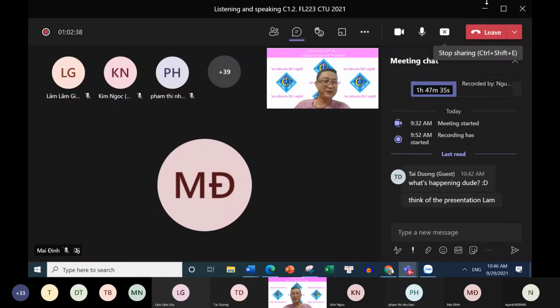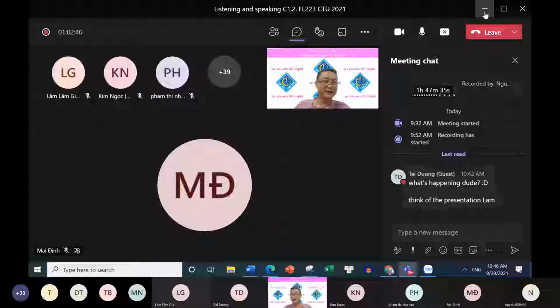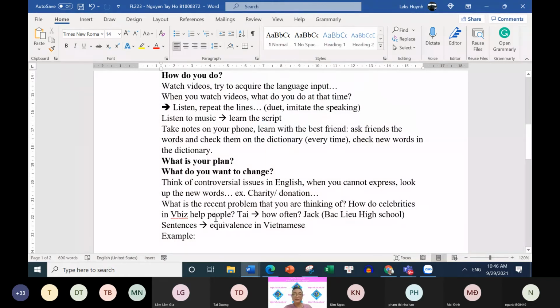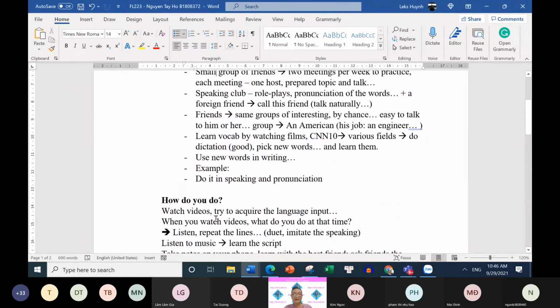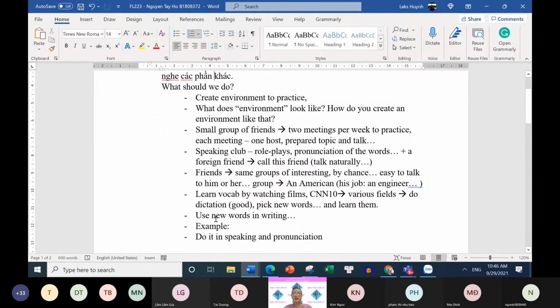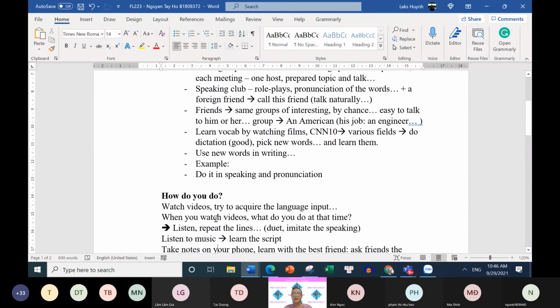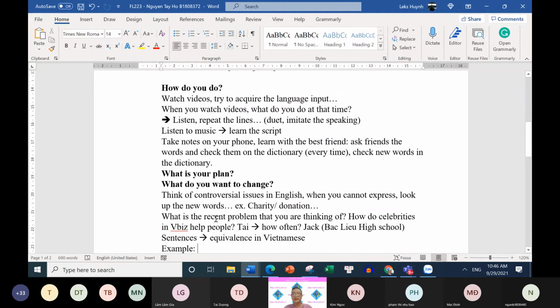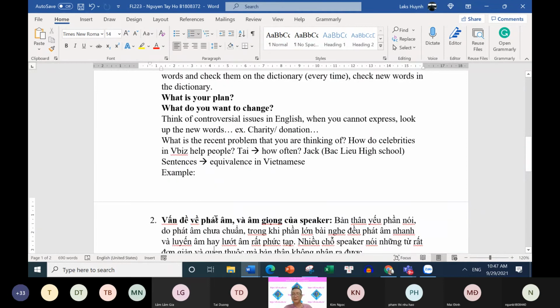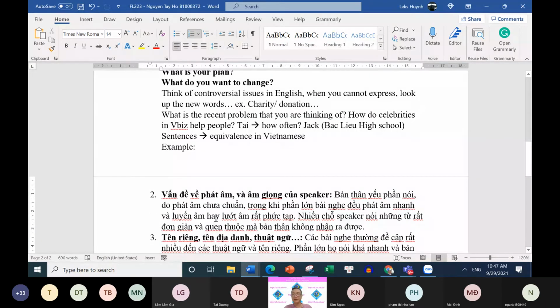Can we continue? Do you have anything now related to vocabulary enlarging technique, or do you want to continue with the next one about pronunciation?